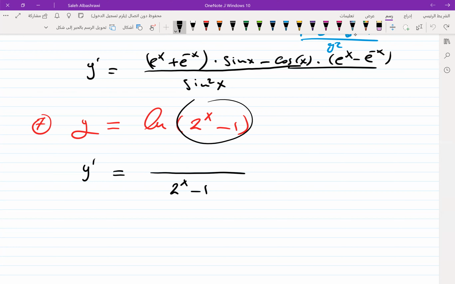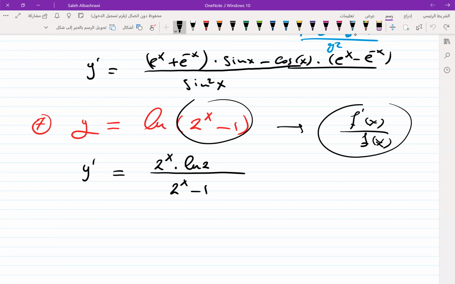Now the derivative of 2 to power x is 2 to power x multiplied by ln of 2. Because the base is not equal to e in this case. So we must have ln of 2. Again, the derivative for logarithm is f prime over f. We apply the rule of the logarithmic function, derivative of the logarithm, which is f prime divided by f of x. So it is 2 to power x multiplied by ln of 2 divided by 2 to power x minus 1.